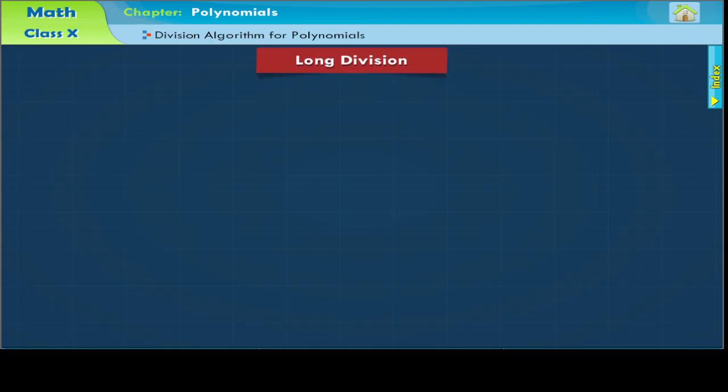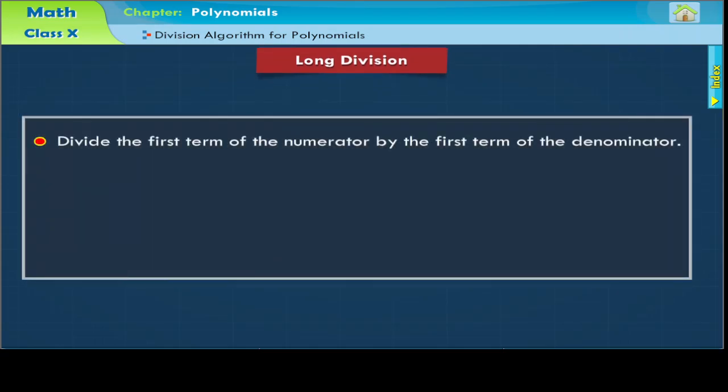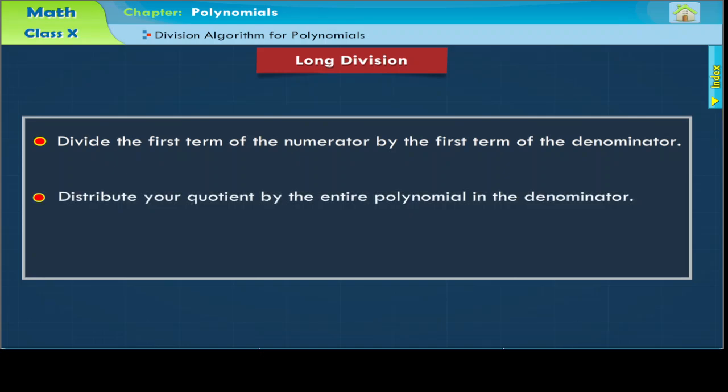Long division. Divide the first term of the numerator by the first term of the denominator. Distribute your quotient by the entire polynomial in the denominator. Distribute a negative through your product.